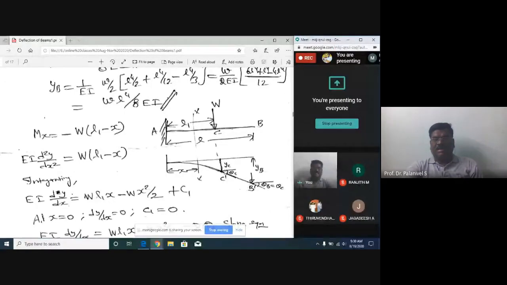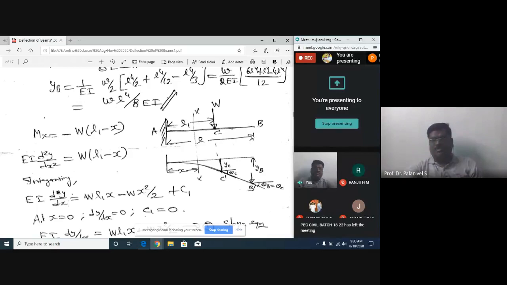Whatever angle of rotation is there, you draw a tangent at point C. The tangent is nothing but the straight line portion of this beam here. The angle made by this tangent with the horizontal is theta C. That is the slope at C. Here the slope at B is equal to the slope at C, because the beam does not bend further, since there is no bending moment here.